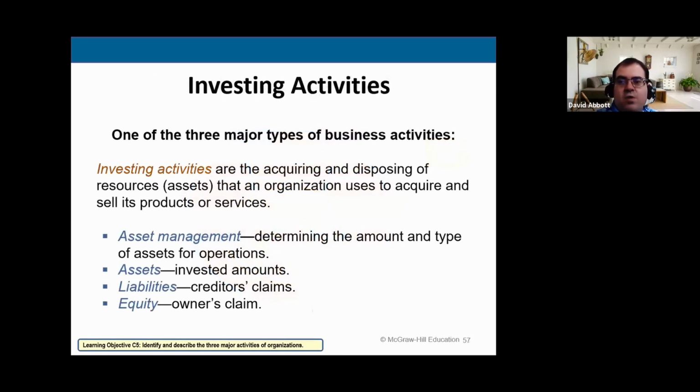So investing is one of the three activities we talked about. Investing activities are the acquiring and disposing of resources or assets that an organization uses to acquire and sell its products or services. For example, asset management is determining the amount and type of assets for operations that it needs. Assets, again, is the invested amount. Liabilities are creditors' claims, and equity is owner's claims.